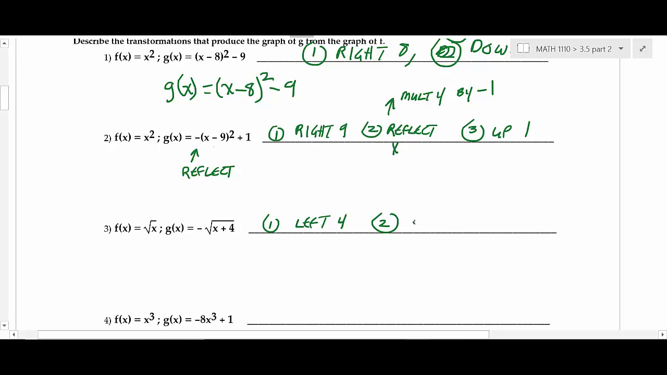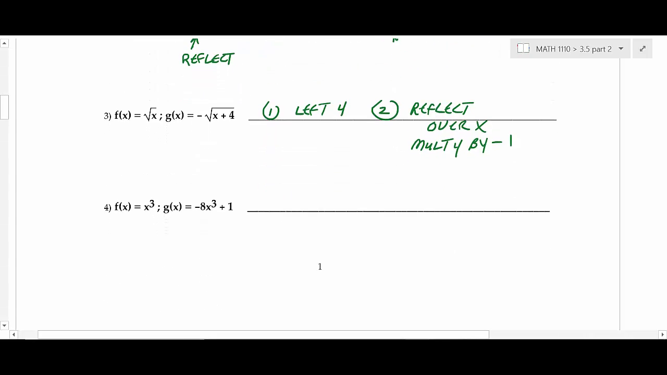And then the second one would be reflect over the x-axis. Okay, and again, what that's doing is that's really multiplying y by negative 1. It's a good idea to write that, multiply y by that, because that really helps you remember and understand how that goes. Okay? All right.